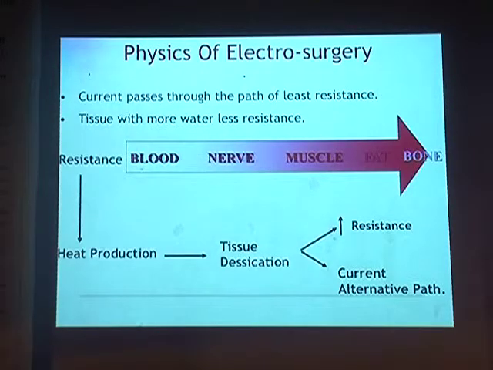Now a brief about some physics of surgery, some energy sources. It is the resistance which creates the heat. The more resistance the tissue has, and if we look at blood, nerve, muscle, fat, and bone, fat and bone have more resistance, so they create more heat. So when we apply energy on these tissues, we should take care of lateral burns and other injury to the other organs. So creation of heat is important in these tissues.